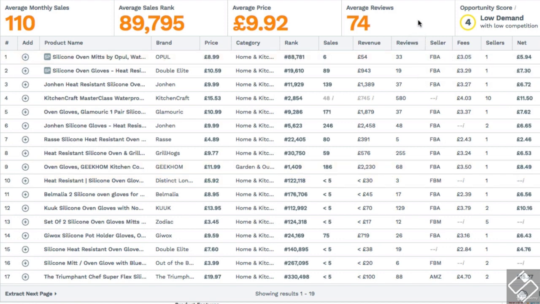I hope you found it useful, and you'll be using this a lot more, so you will get used to all these figures and you will understand exactly how we use them in the product research process.